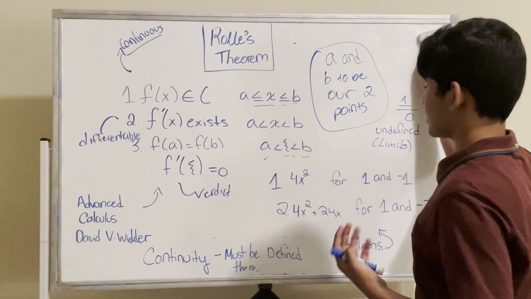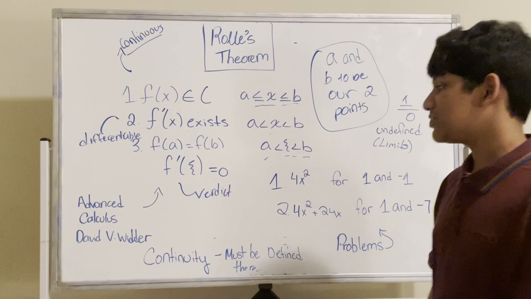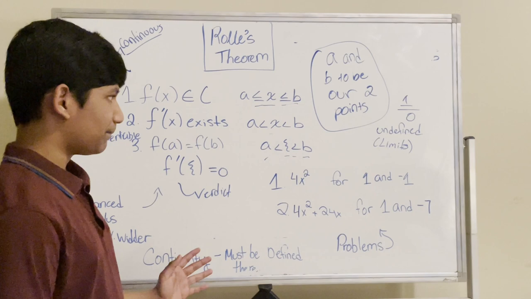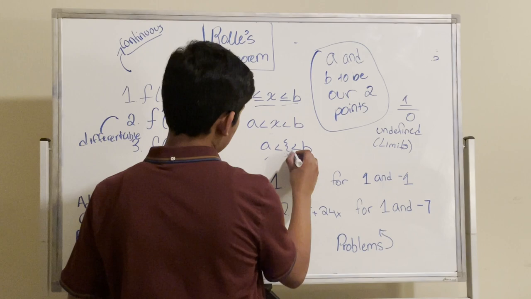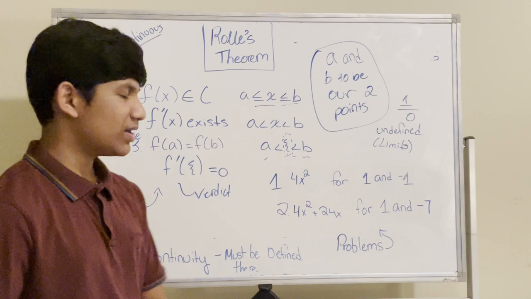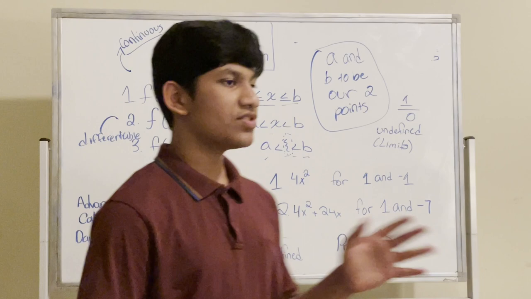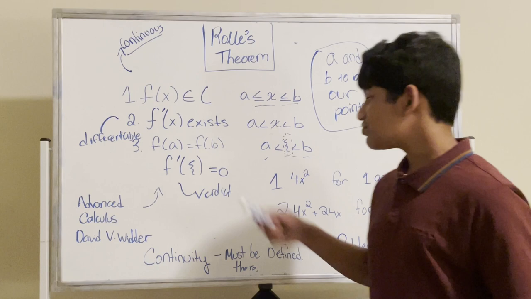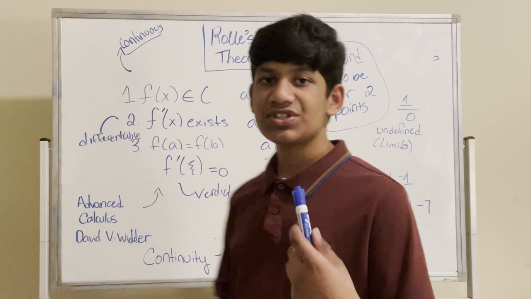Now, as you can see over here, we have F of A equals F of B. F prime of this essential point, which we will talk about in a little bit, is saying that A is less than or equal to this point, which is less than or equal to B. What this is saying is that there will be a specific point at which the slope of the curve will be zero. So the slope will be zero. That's essentially what we're saying in this statement. And that point is represented by this, and it's between A and B. Okay, so now that we've talked about that, let's actually start doing some problems over here. So we can start erasing this.